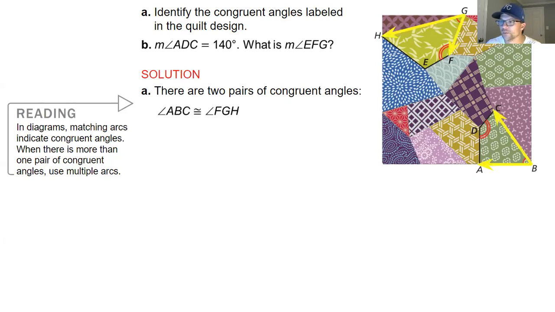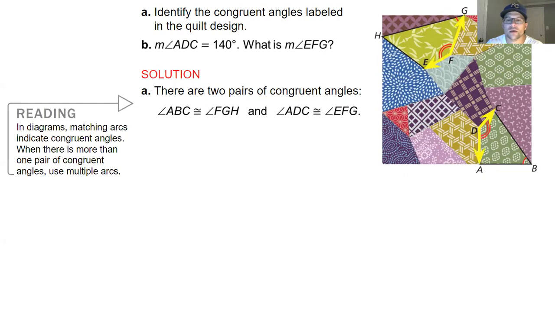The first one is your measures with your one arc or your single arc. And again, we're going to have to use three different letters to describe our angles where your vertex is in the middle. So the first one, ABC, your B is in the middle because that's your middle point. The other two sides are on the outside. FGH, again, same thing. Your F is on the outside, your H is on the outside, your G is your point in the middle. Doing the same thing with the two arcs, ADC, where your D is in the middle, and EFG, where your F is in the middle. So those are your pairs of congruent angles.